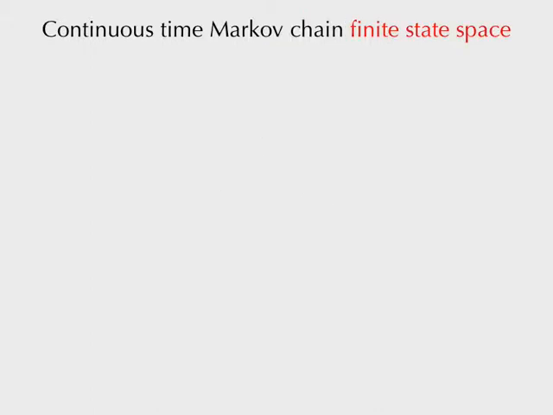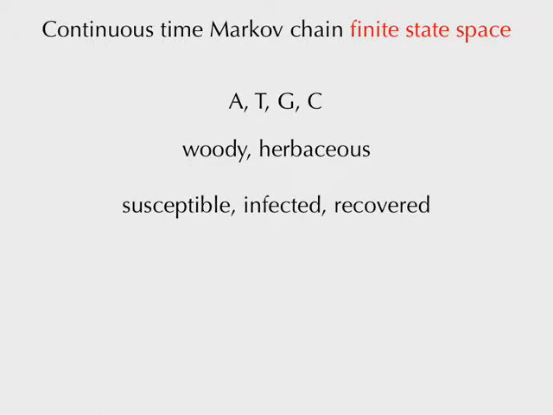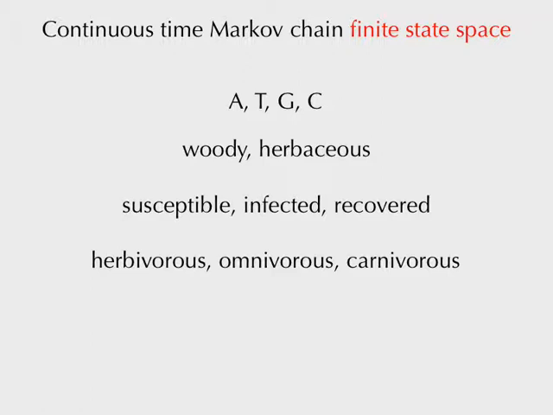Finite state space. What does that mean? Yep. Finite and often discrete state space, too. Right? So examples could be A, T, G, and C. At a single base pair, I don't have half A, half T. It's either A, T, G, or C. What are your herbaceous? Susceptible, infected, recovered, like an SIR disease model. Herbivorous, omnivorous, carnivorous, 0 to 100 legs.